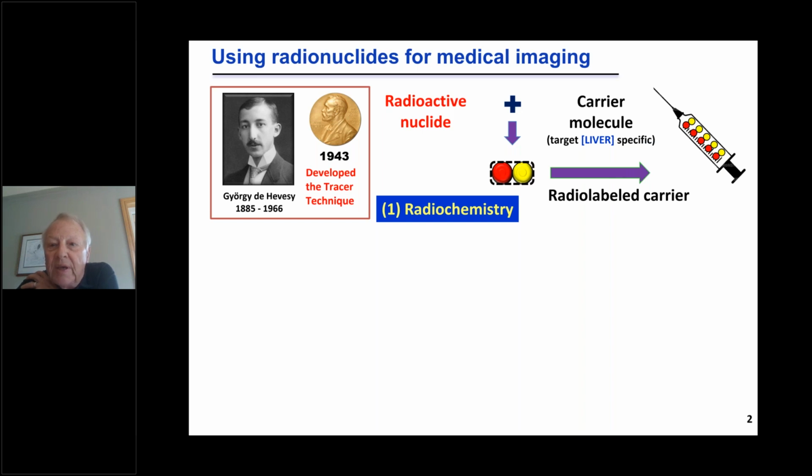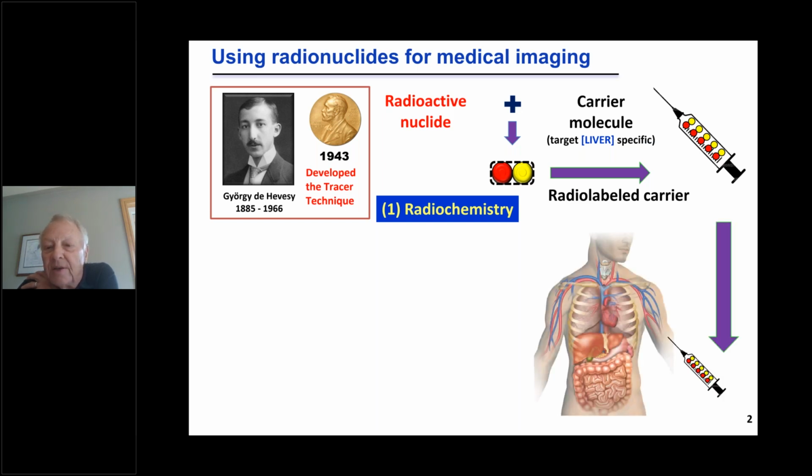And we then prepare a syringe of this solution, what's called a radio-labeled carrier. And the procedure is to inject this into the patient intravenously. And that's what we'll be talking about today, the issues when something goes wrong with that injection process.